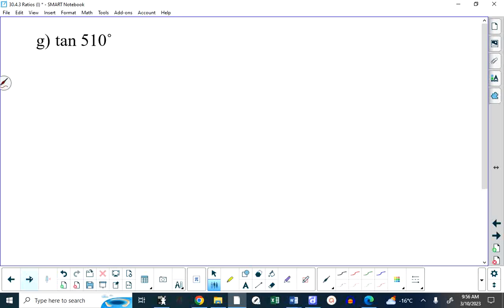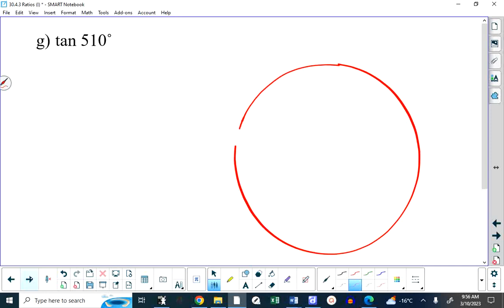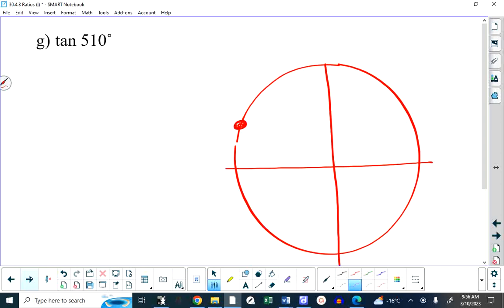Tan of 510. We got a bit of work here. 510 is past 360. So the first thing that you need to do is ask yourself where 510 degrees is on the unit circle. I'm thinking it's here. I'm taking 510 degrees and subtracting 360. I think I get 150. Oh, okay, so that I can go a further 150 degrees.